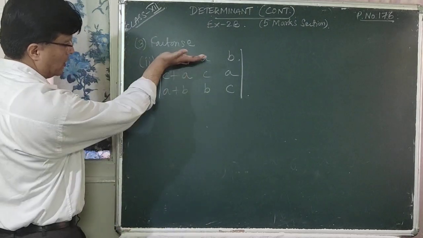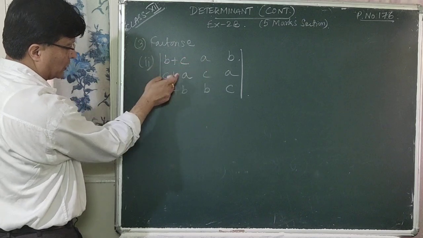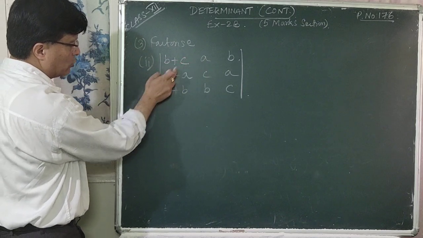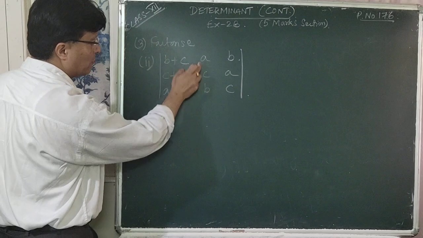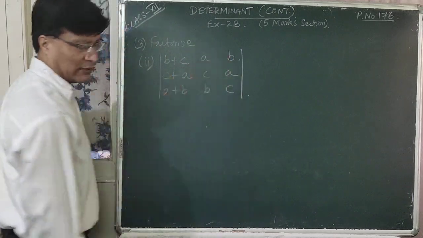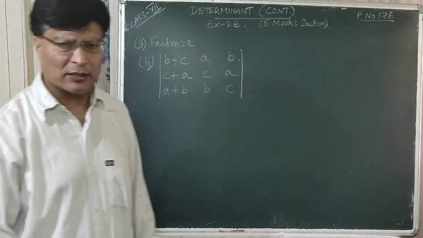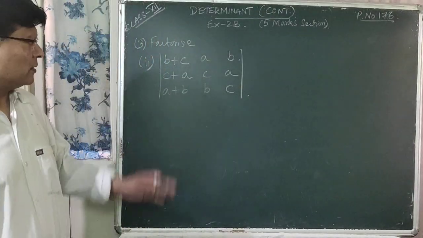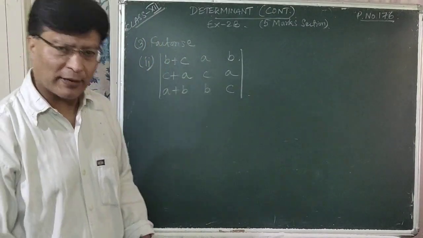Let's see. R1 plus R2 plus R3, that means A plus A, 2A, 2B, 2C. This is also A plus B plus C. This is also A plus B plus C here. That means you can take common here, isn't it? So this is the easiest way to simplify this determinant, right?